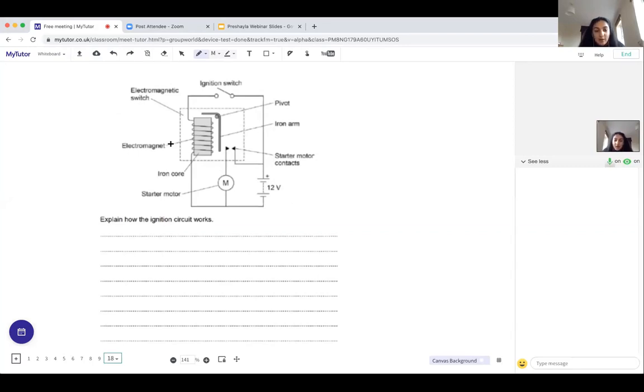So you need to be able to apply your knowledge of electromagnetism and motors to talk about how this ignition circuit works. I'm just going to give you a minute to brainstorm some ideas, have a think, look at the components of the circuit, think about what this might be similar to that you've seen before, and how it might work. Put some ideas in the chat if you want, talk with each other in the chat if you want. Just have a think.